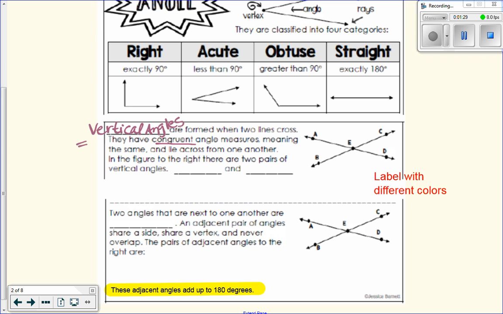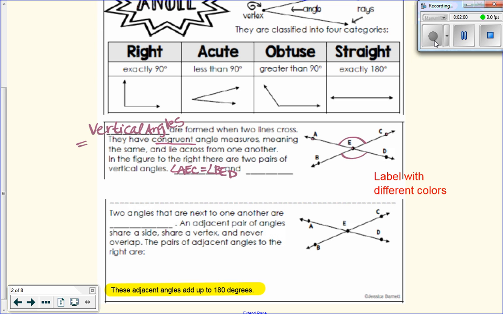Good. So the way this angle is congruent to that angle. Notice how they are vertical and they lie across from each other. So we label this as angle AEC, is equal to angle BED.